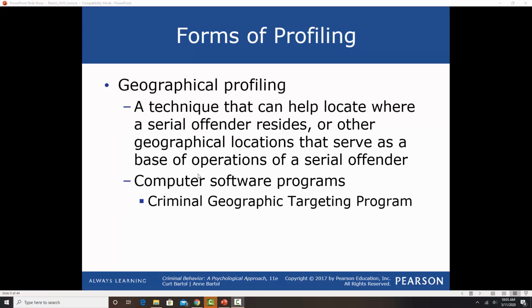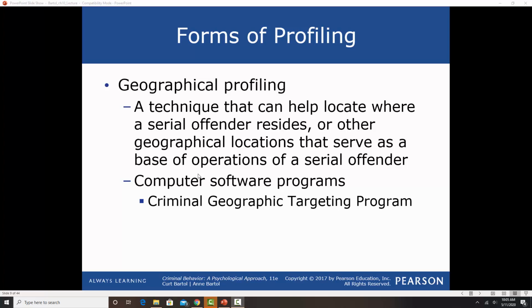Geographic profiling. This is an interesting one. It can help us locate where several offenders live, or where they work. By mapping things out, we can determine if somebody lives and works in an area where they're offending. This is usually used for serial offenses, by the way, because you're mapping out the crime locations. It uses computer software to map out crimes, neighborhoods, and locations.